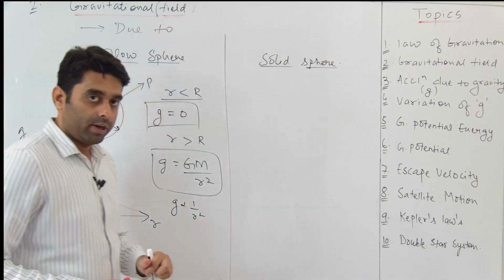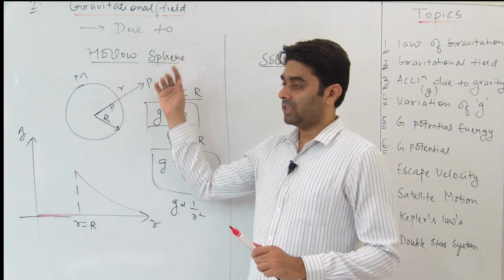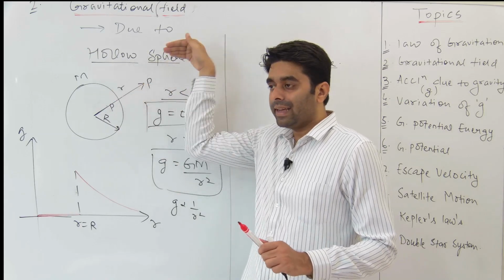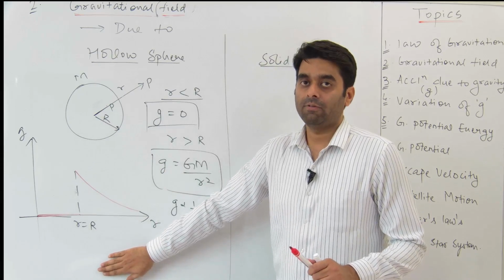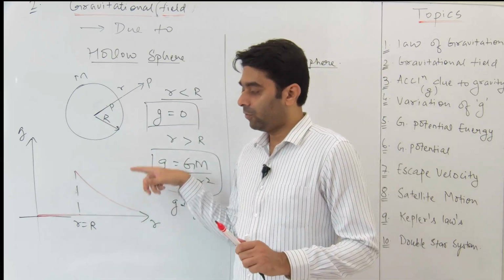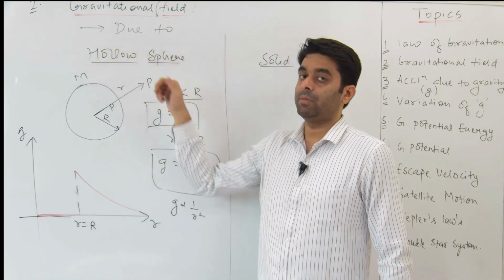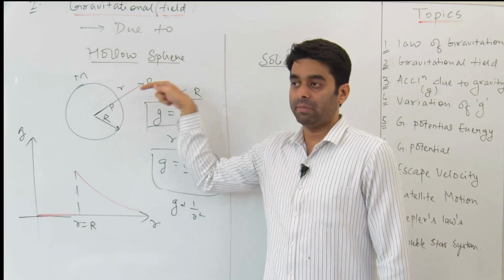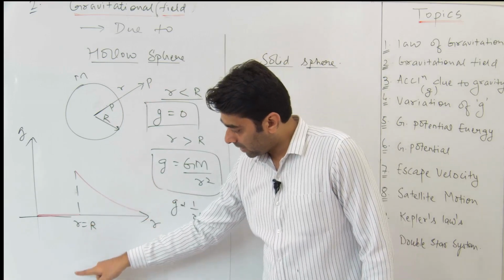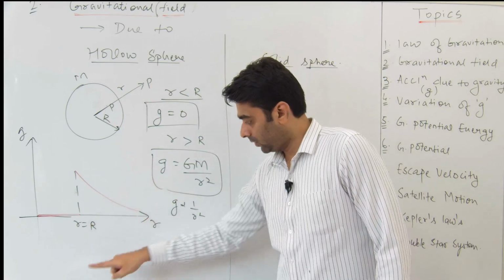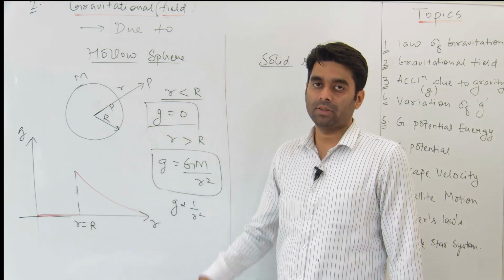One thing I would like to clarify: in some cases they consider direction also, where outward direction is considered positive and radially inward direction is considered negative. Then this graph will become below this. Here the graph is for the magnitude. Because gravitational field is always towards the mass, it will be radially inward. If radially inward is considered the negative direction, then this plot will come below the r-axis. Fine. So this is your gravitational field due to a hollow sphere.